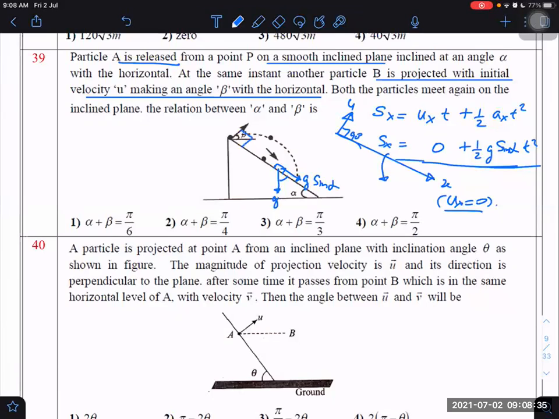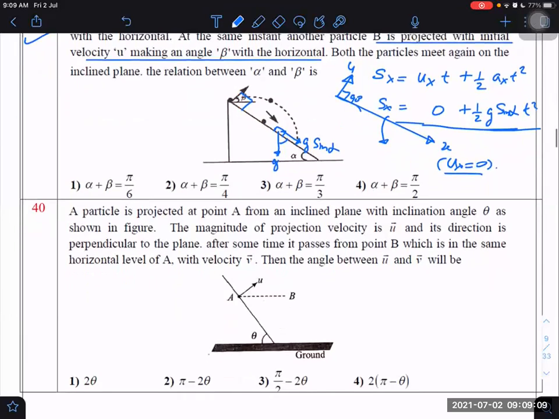If the total is 90 degrees, then I know this is alpha, the other one is beta. So alpha plus beta total should be equal to 90 degrees, because we should have the same equation. Why the same equation? Because at time t, both particles are covering the same displacement. That will be possible only if ux also is the same for both. That means initial velocity should be perpendicular to the incline. Then ux will become automatically 0. Okay. Question number 40.